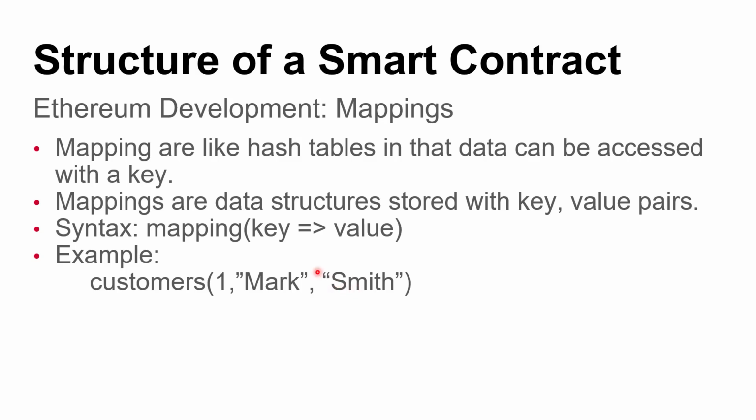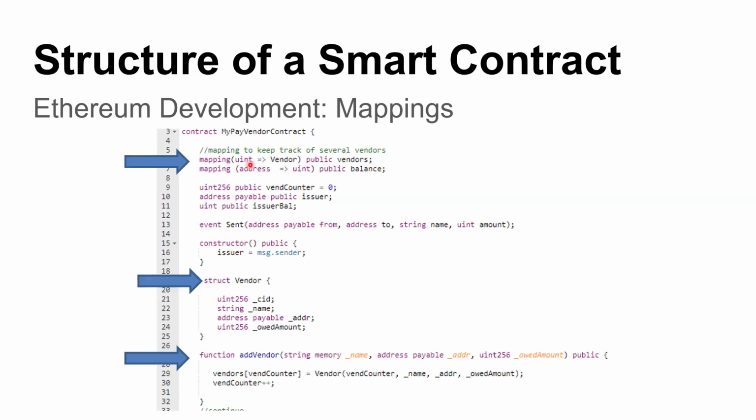We can see here mappings set up here, vendors. So this mapping is called vendors. Another one is called balance. We have our structs here, our vendors, and then we build up our mappings here of various vendors.